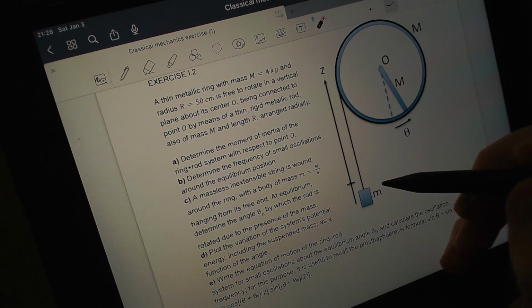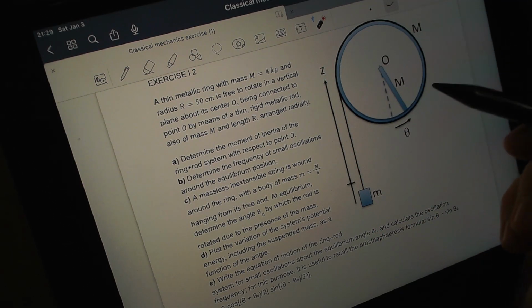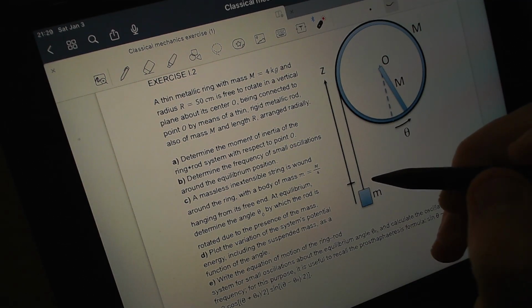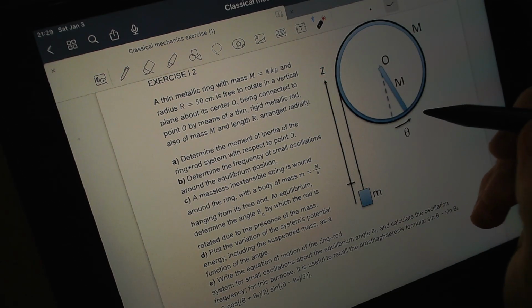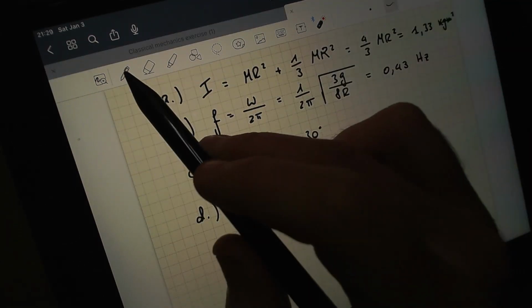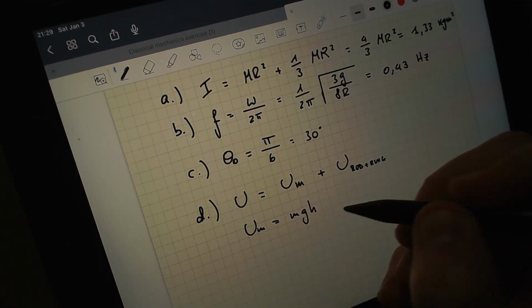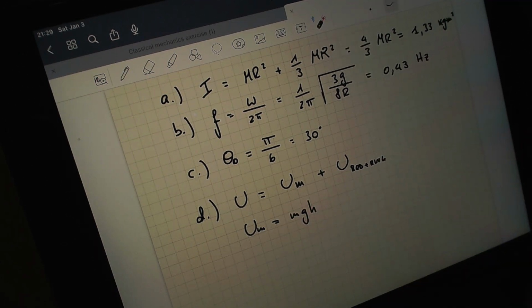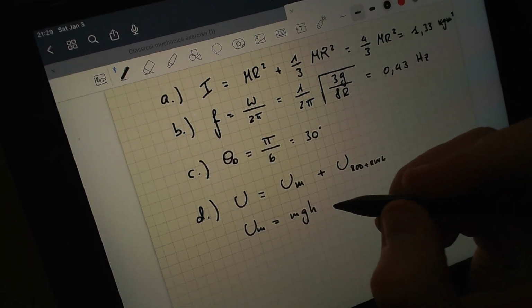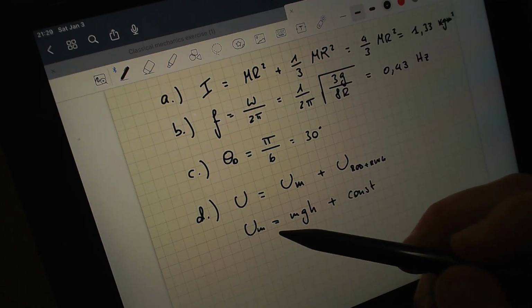we know that m can move along this axis z, and we can express the coordinate of m with respect to z as a function of theta, because we know that U is basically mgh, where we have the gravitational acceleration g and the height h of the mass m, and here we should also write plus a constant, because we know that the potential energy is defined up to a constant.